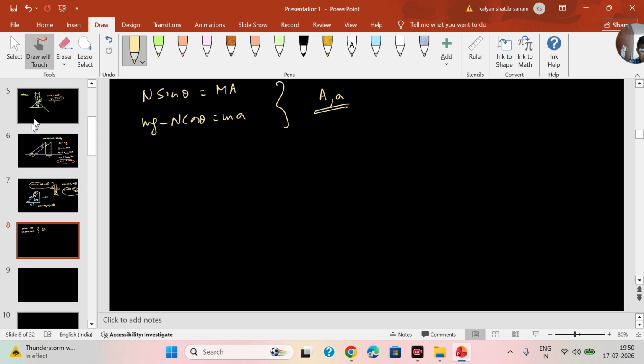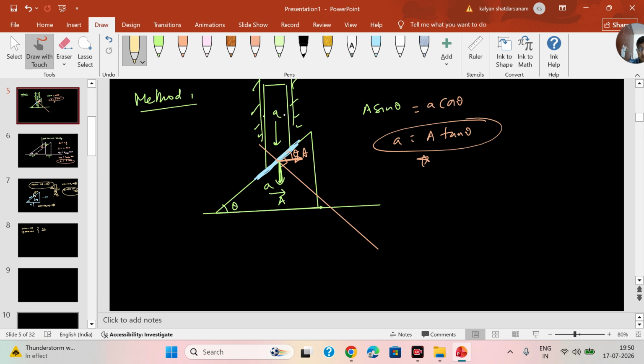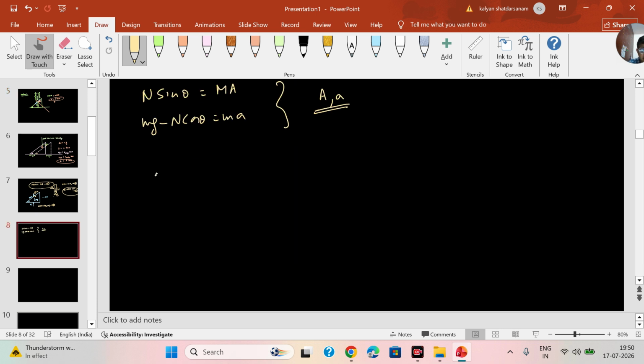But let's not forget the constraint. So we have the constraint: small a equal to capital A tan theta. So I am going to write that here. Small a is capital A tan theta. This comes from the constraint. And hence, now I will be able to solve the system. How will I solve the system? Let's see that. First, I have to eliminate N from these equations.